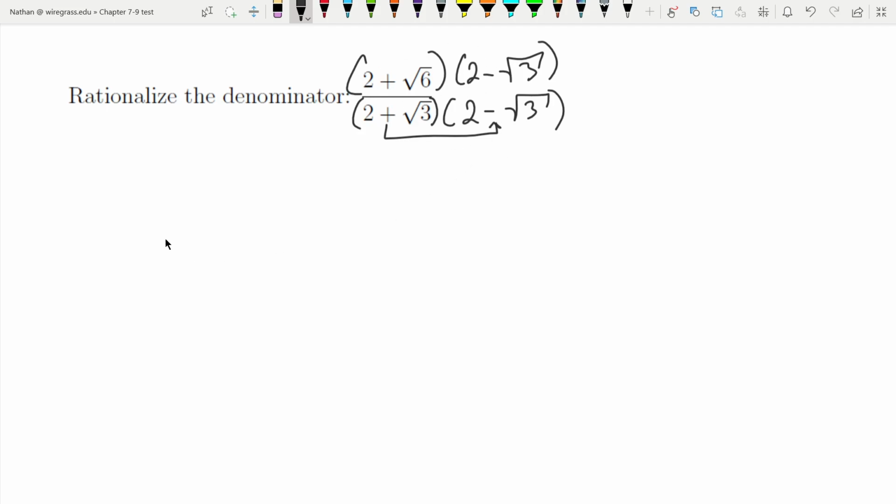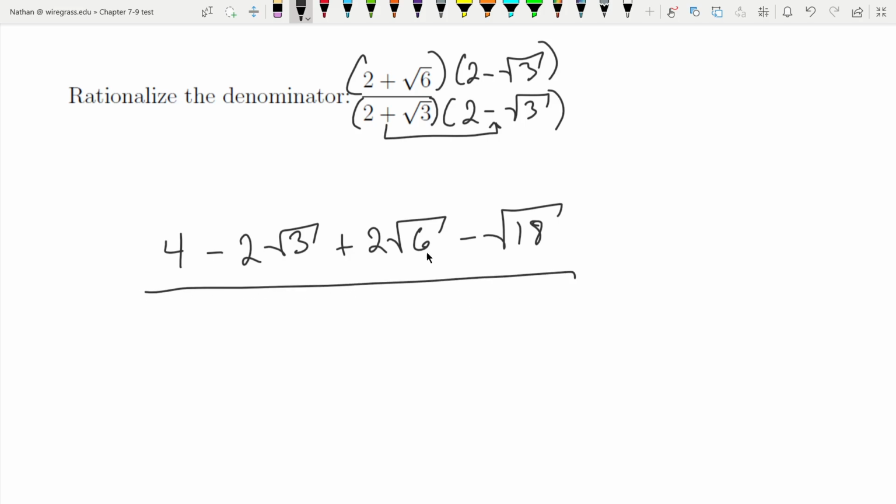So on top, we get 2 times 2 is 4. 2 times negative root 3 is negative 2 root 3. Root 6 times 2 is plus 2 root 6. And root 6 times negative root 3 is negative root 18. You just multiply the inside of the radicals, the radicand.